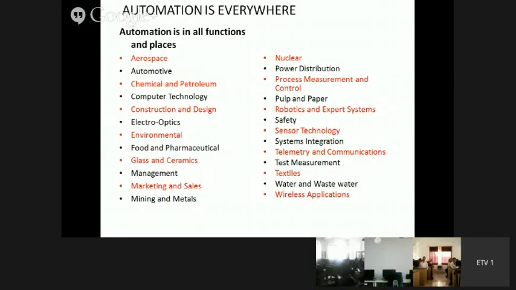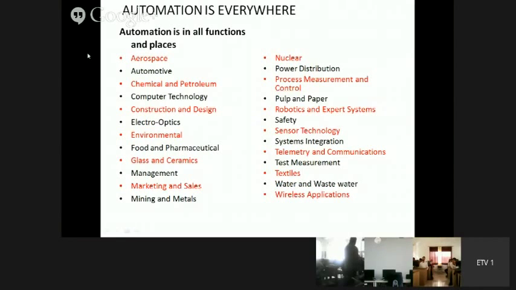I don't think any sphere is left in the field of automation. Automation has touched every sphere of this world, and it has almost come into every day-to-day life of ours, and so we can see the significance, the importance of automation.